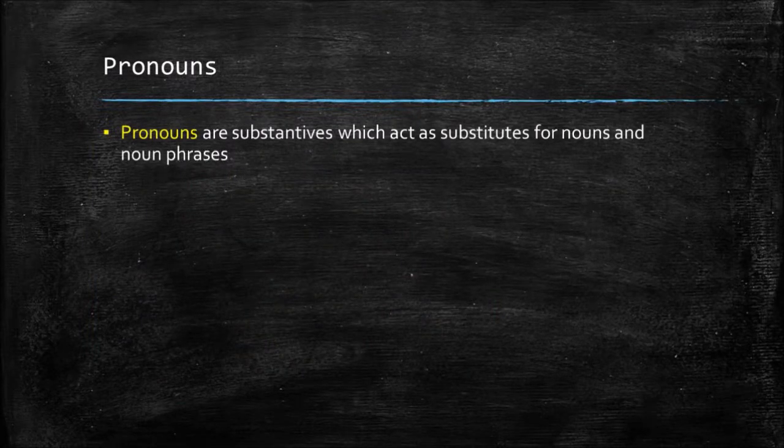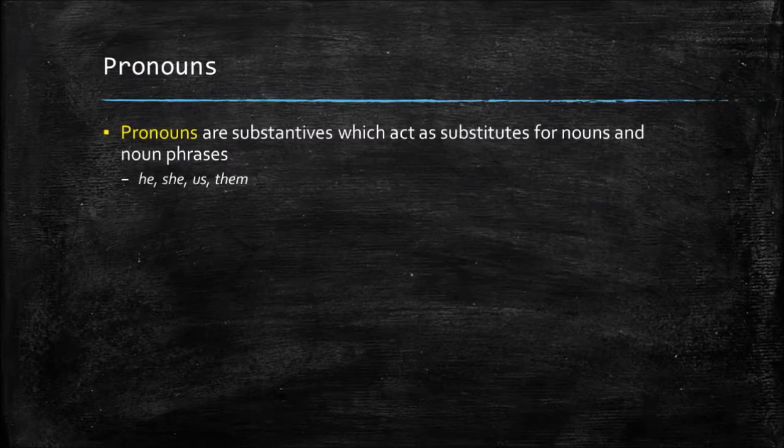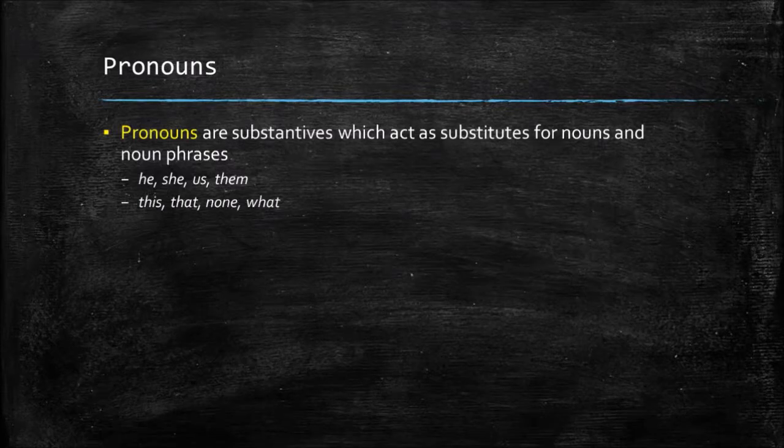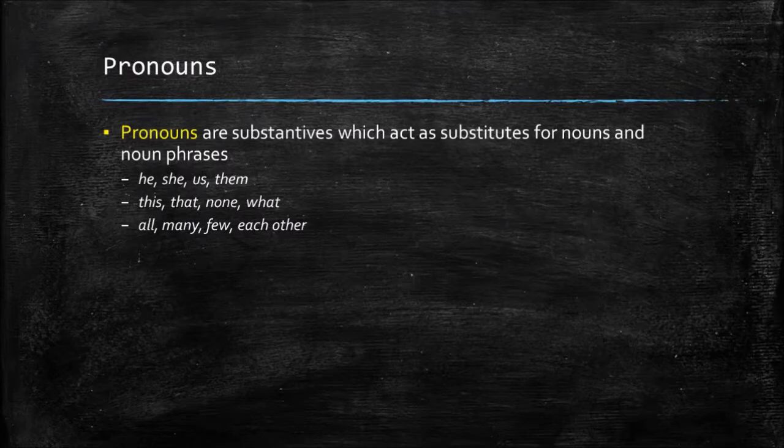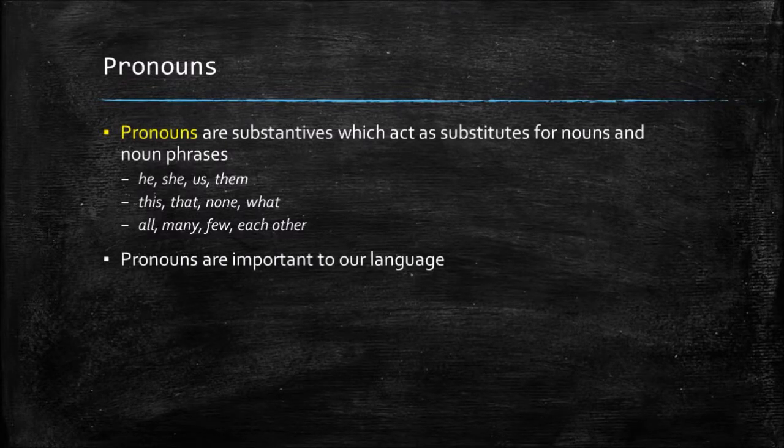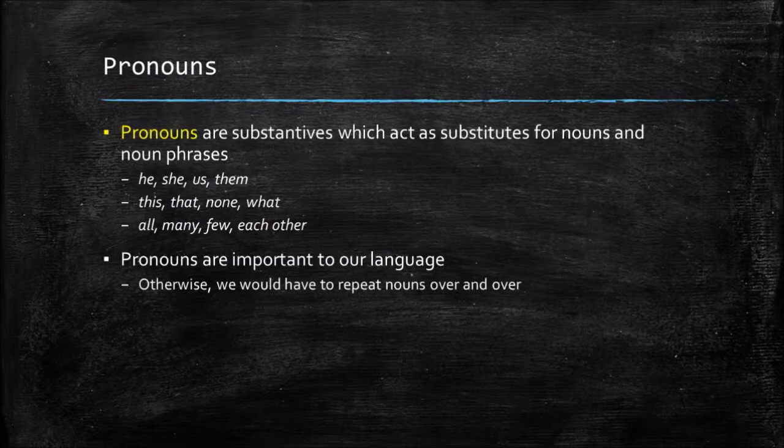Pronouns are substantives which act as substitutes for nouns and noun phrases. They refer to them or fill in for them. He, she, us, them, this, that, none, what, all, many, few, each other. All of these are examples of pronouns, of which in total there are dozens. Pronouns are very important to our language. Otherwise, we'd have to repeat our nouns over and over again.